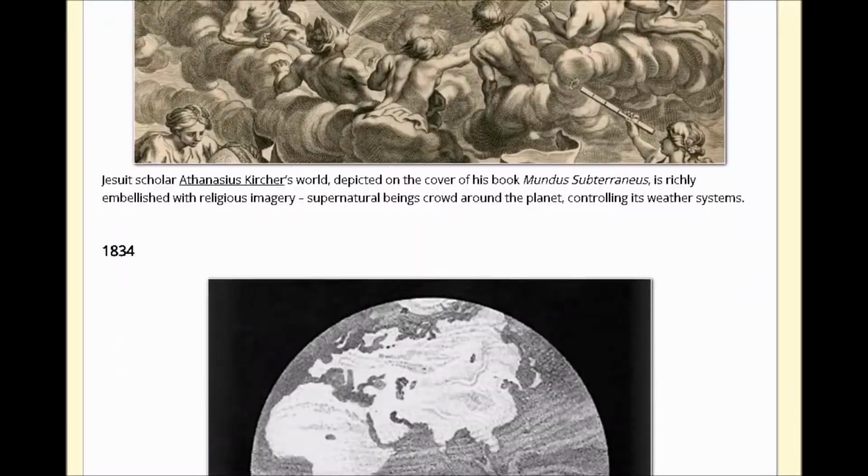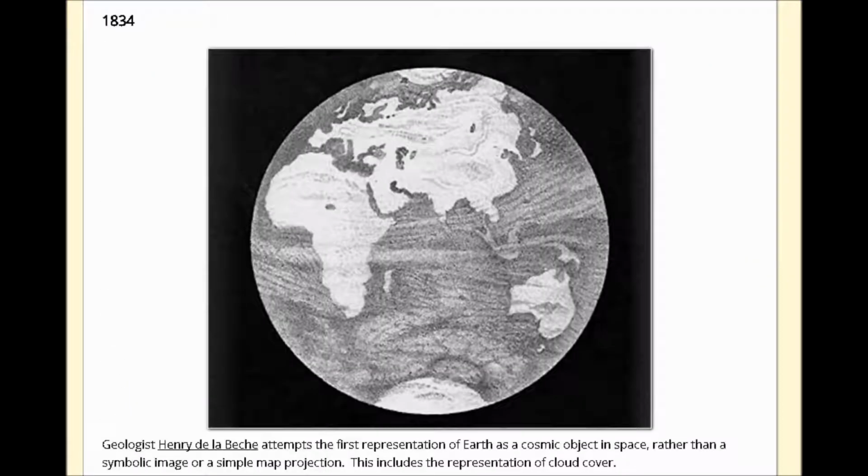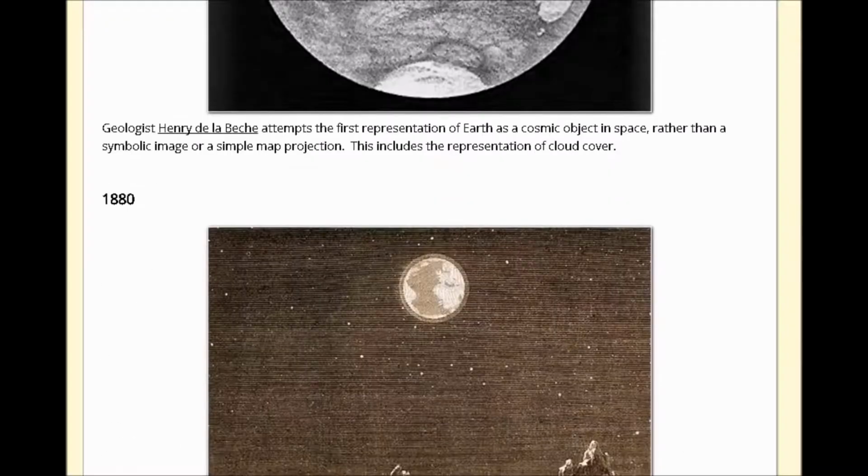And then 1834, this one's also interesting. Geologist attempts the first representation of Earth as a cosmic object in space. Darn, that looks pretty good. It looks like the stuff that NASA uses, so they probably just took his 1834 image and turned that into the blue marble. And then in 1880, we have this image of the Earth.